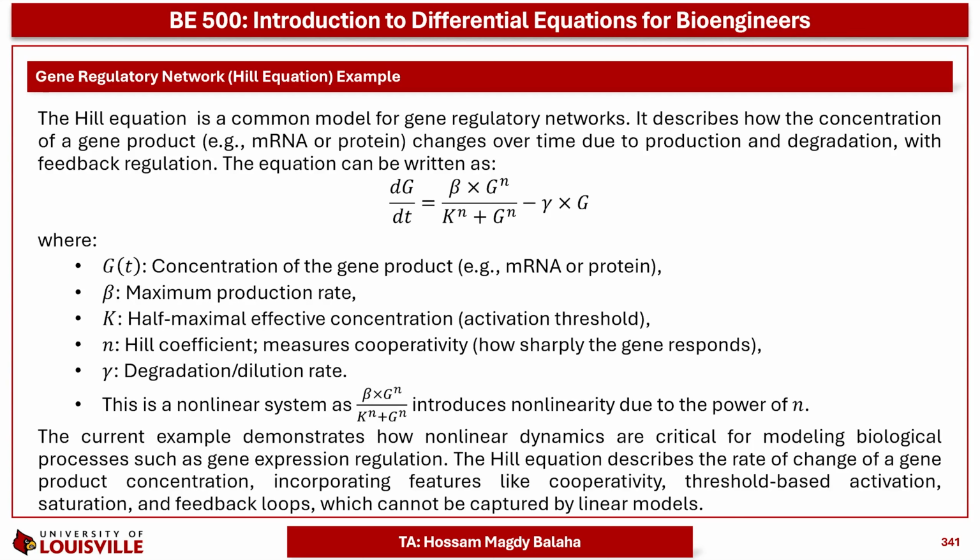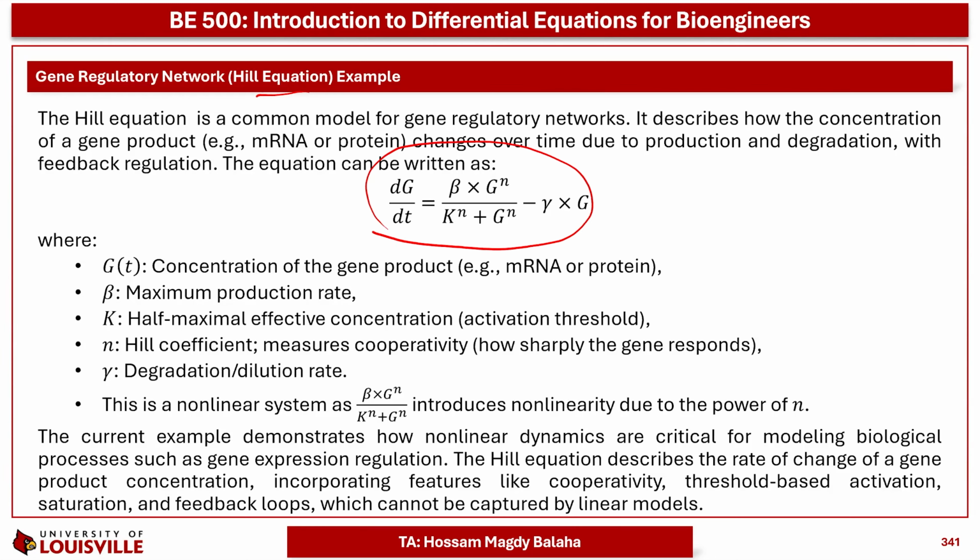So let's begin. In the first example, we need to work with the gene regulatory network, or GRN, or the Hill equation. And again, the Hill equation is a common model for GRN as it describes how the concentration of a gene product, such as protein or mRNA, changes over time due to production and degradation with feedback regulation. And we are going to deal with this equation.